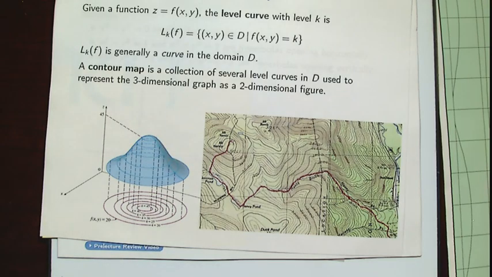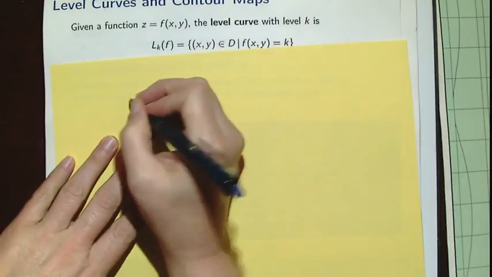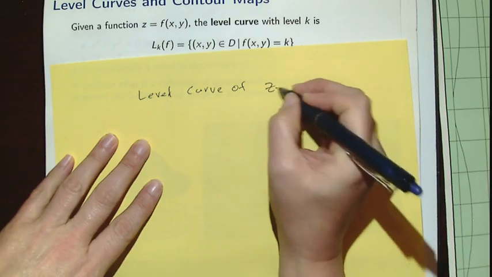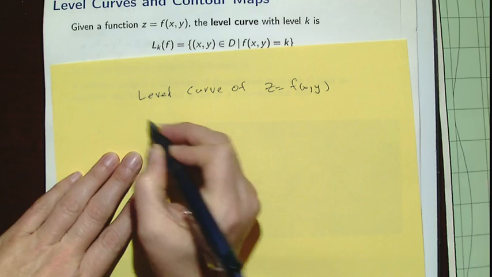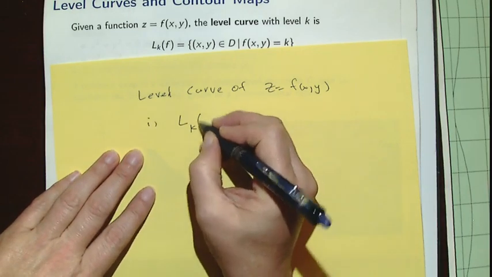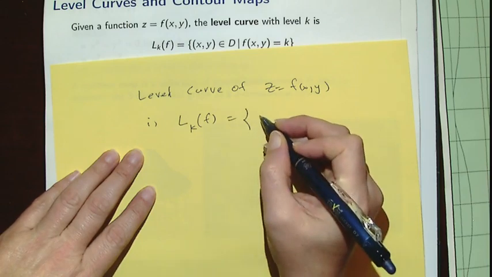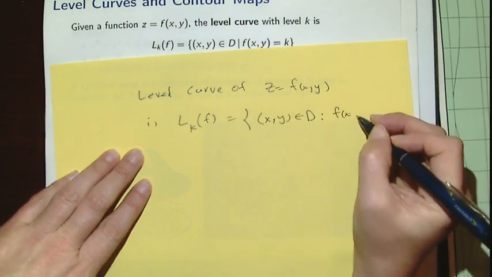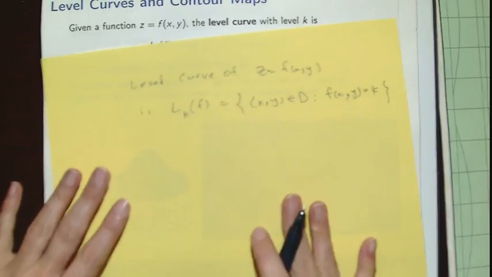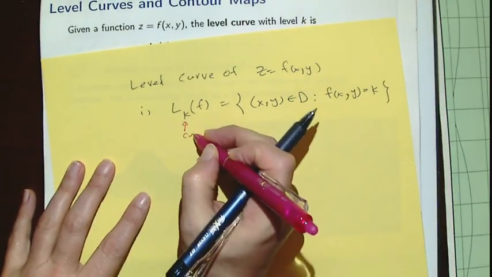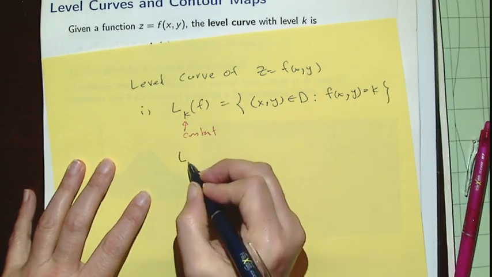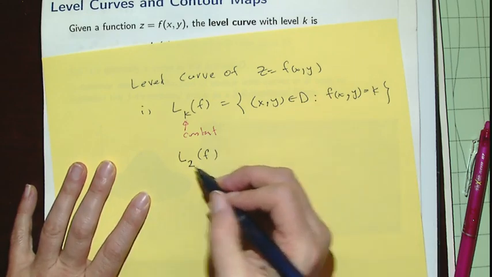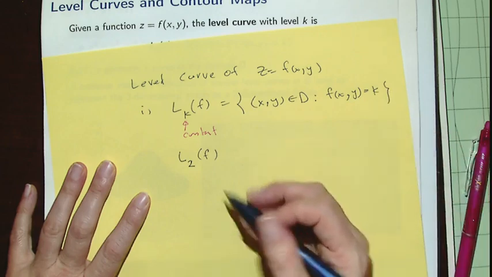So, first of all, I want to give you a definition. Level curve of a function z equal to f of x and y is L sub k of f equal to all the points in the domain such that their z value is equal to k. This is a constant. So you may say like L2 of f. That is basically you're plugging in for z, you're plugging in k, z equal to 2.